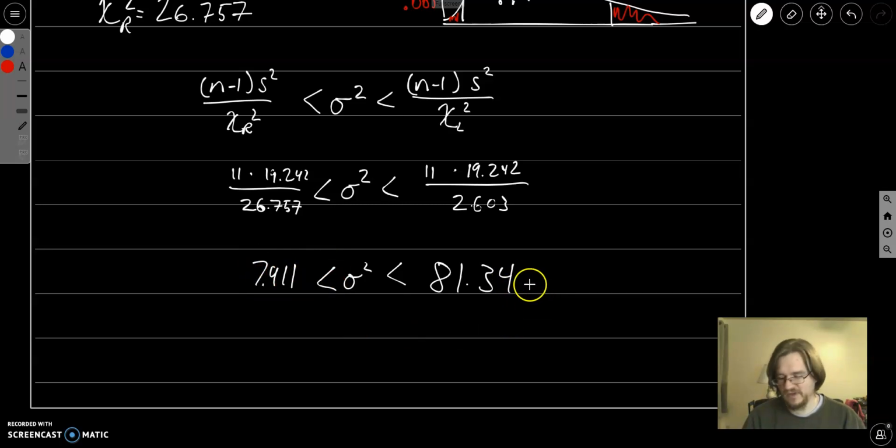I don't know why I didn't write one more decimal point over here. So here is our confidence interval for the variance.